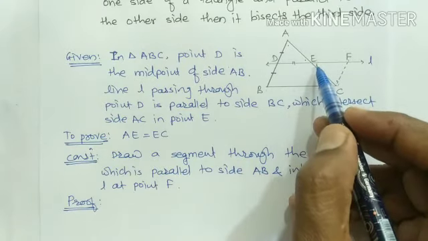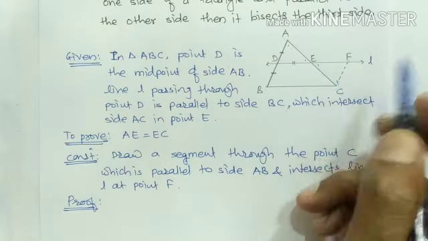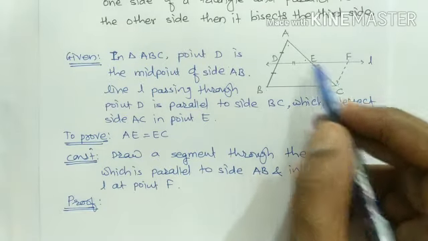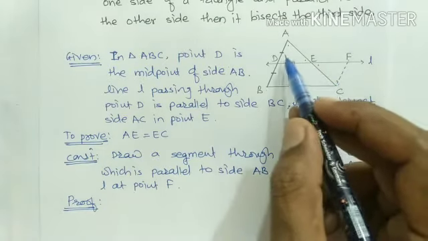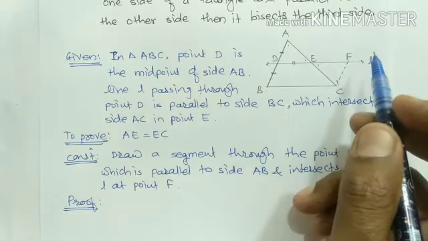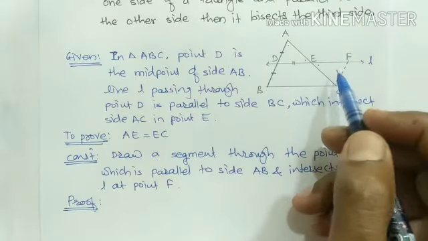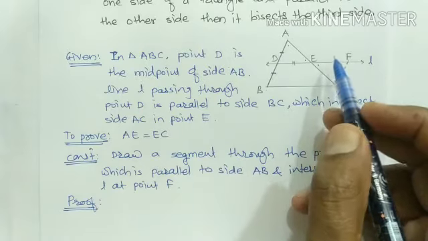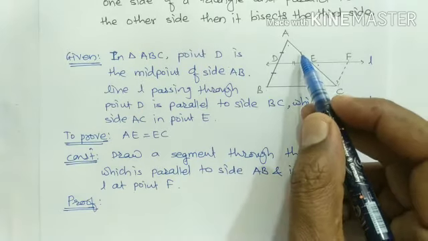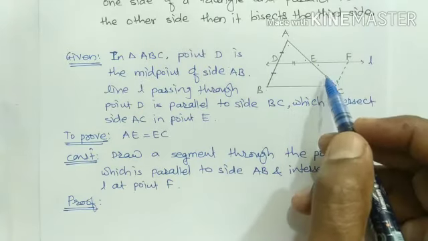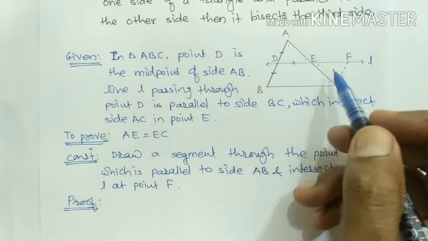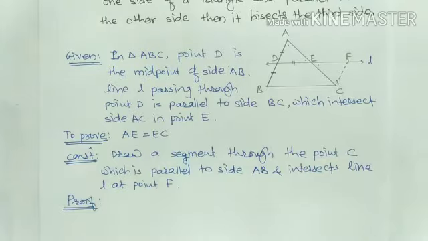And these angles are vertically opposite angles, and therefore these two triangles are congruent by the SAA test. Now, as these two triangles are congruent, their corresponding sides are also congruent. Therefore, seg AE is congruent to seg EC, these are the corresponding sides of congruent triangles. And that is AE equals EC. That is what we have to prove here.